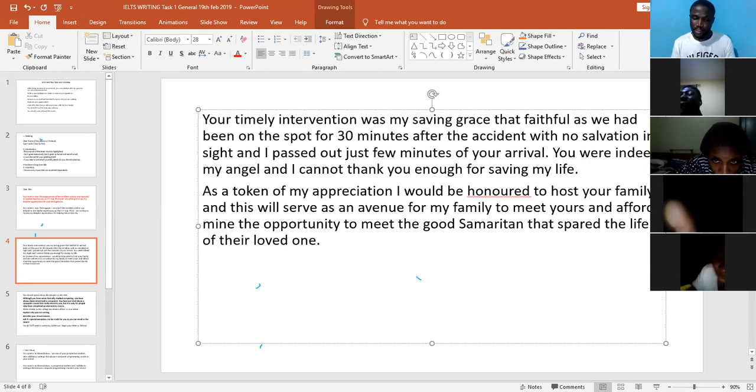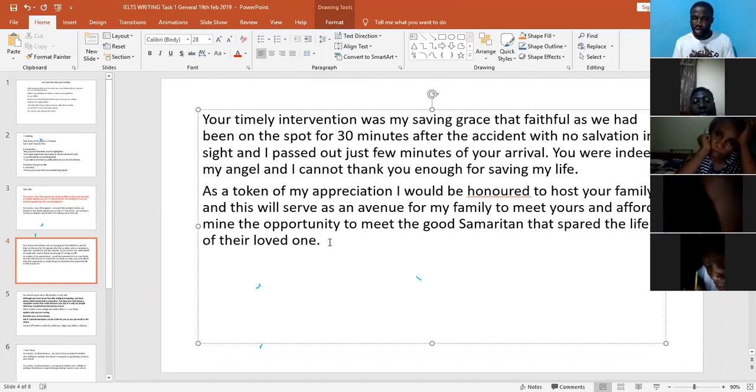two paragraphs expressing my appreciation. Then I extended an invitation for them to come. Yes, it's a gentle invitation. As a token of my appreciation, I'll be honored to host your family. I can change it to say, I would like to host your family. I just said I will be honored to host your family, and this will serve as an avenue for my family to meet yours and afford mine the opportunity to meet. I've used meet, but I can just leave it like that. The good Samaritan that spared the life of their loved one. So this is my main body.